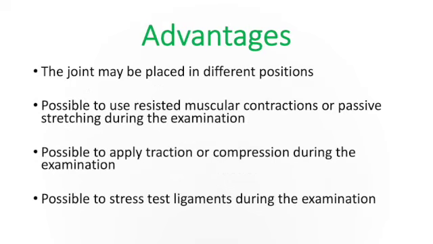So taking a look at the advantages, the joint can be placed in different positions. That's a huge advantage. If we want to view the knee, we can place that knee at 0 degrees of flexion, 30, 60, 90, 120. We can take a look at how the patellar ligament or patellar tendon acts, or how the quadricep acts when that knee is placed at different angles. We can take a look at how the shoulder looks at different angles. So this has a lot more live applicability.